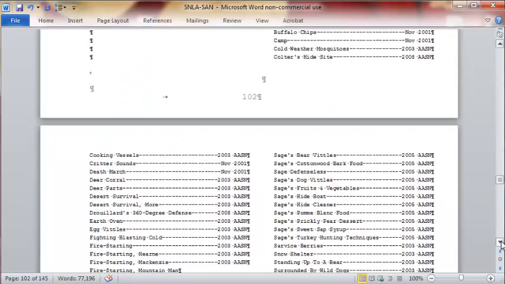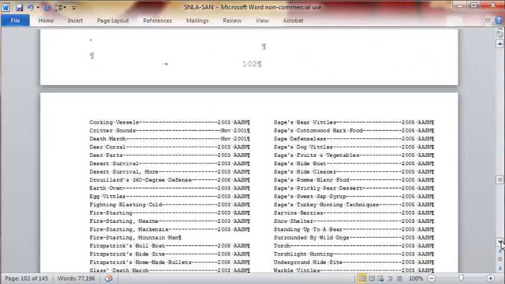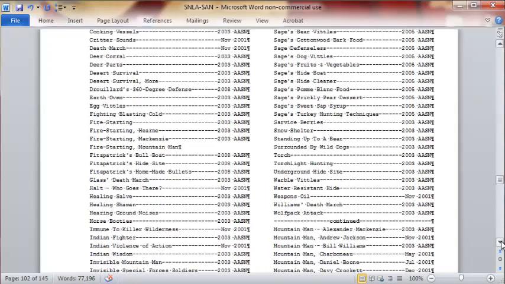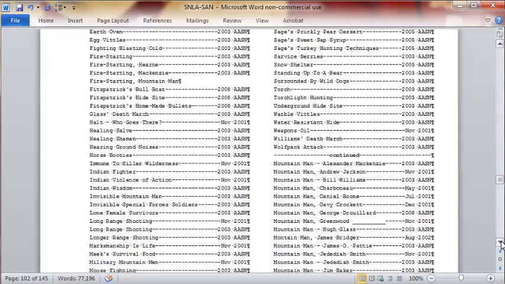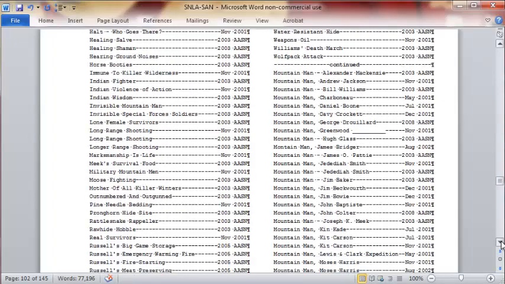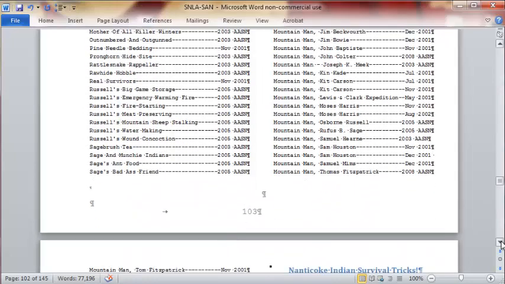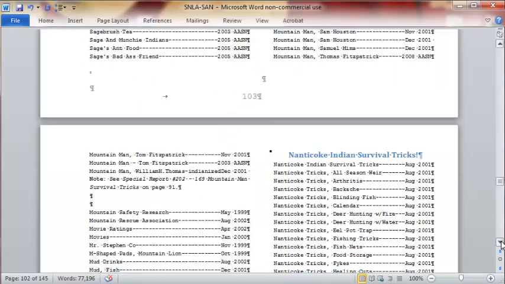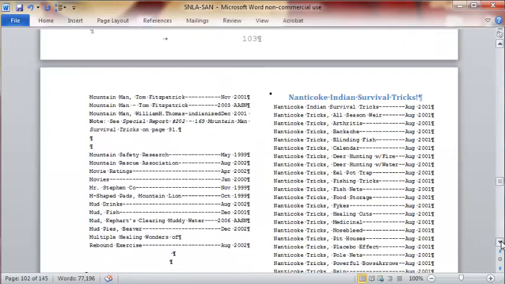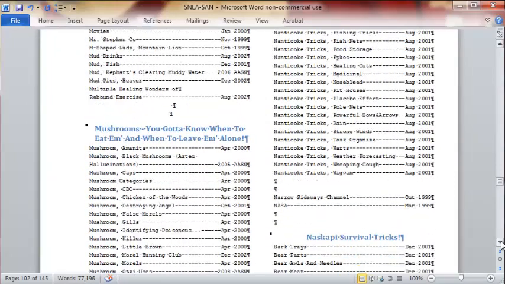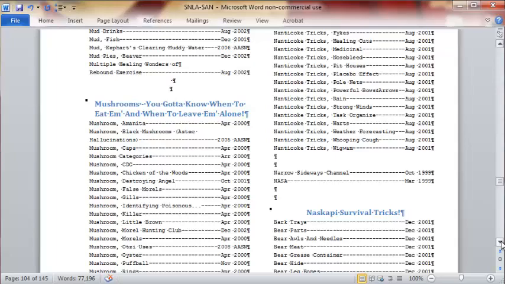When I say bad, I'm not talking about bad as in hurting other people. I'm talking about bad as in don't mess with these guys. Okay. So I talk about their survival tricks, and you can learn from them. You can copycat them. Okay. Nanticoke survival tricks. Mushrooms, you just got to know when to eat them and leave them alone. I'd leave them alone altogether myself.